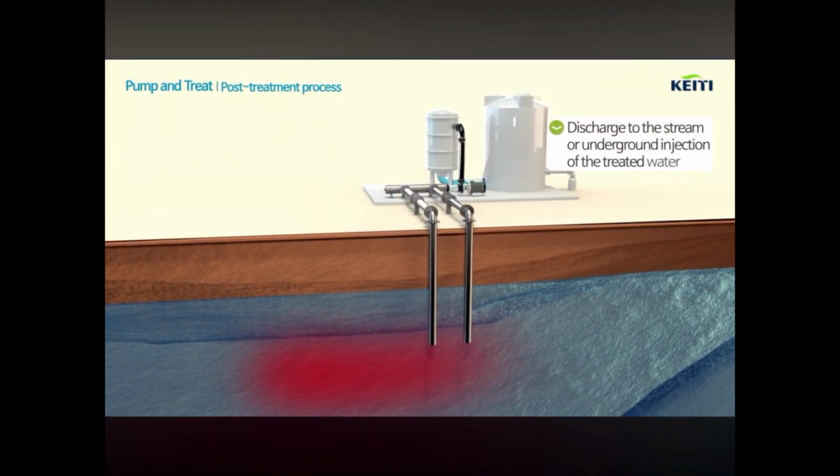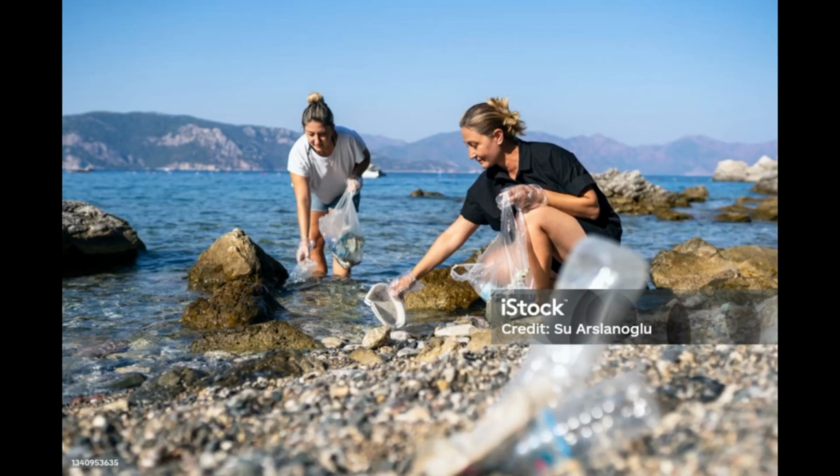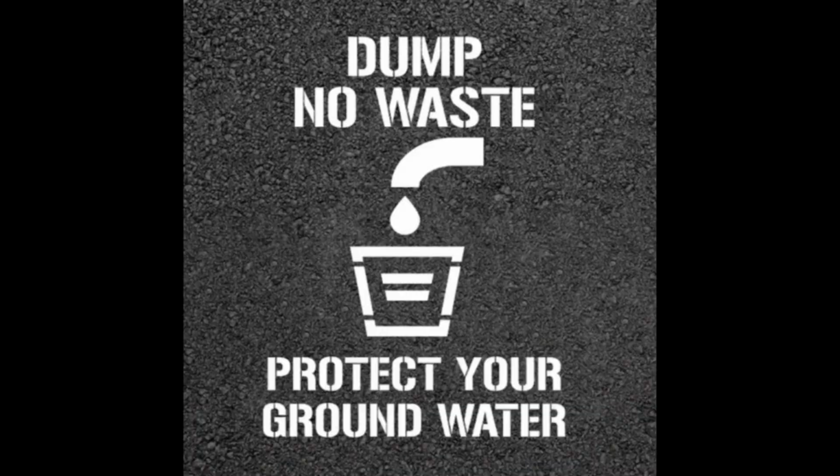Still, prevention is the best strategy. We need policy and personal behavior to limit pollutants at the source, from improving agricultural practices to reducing household chemical waste.